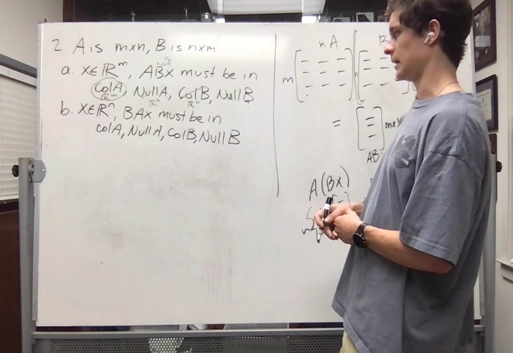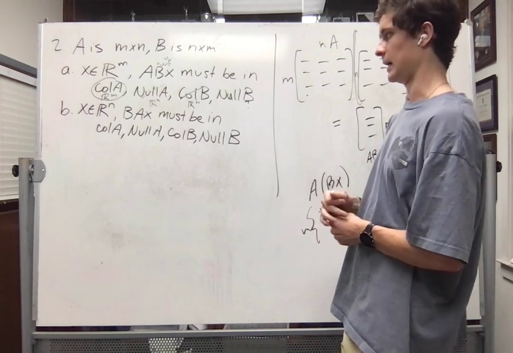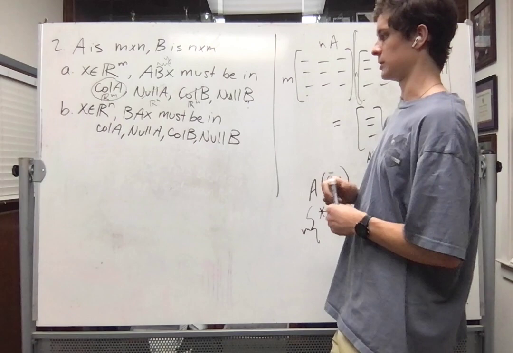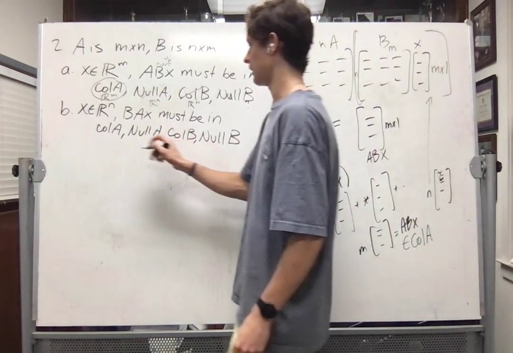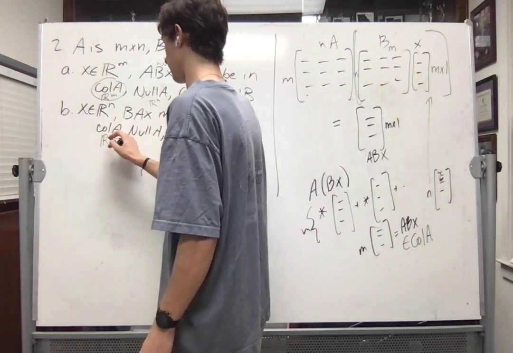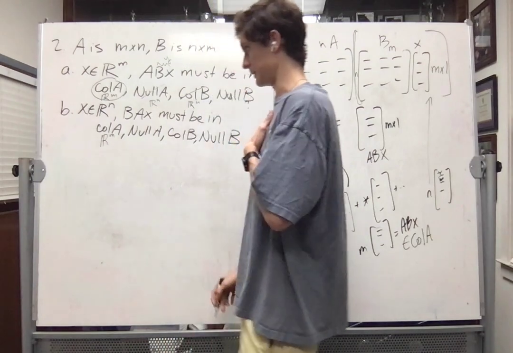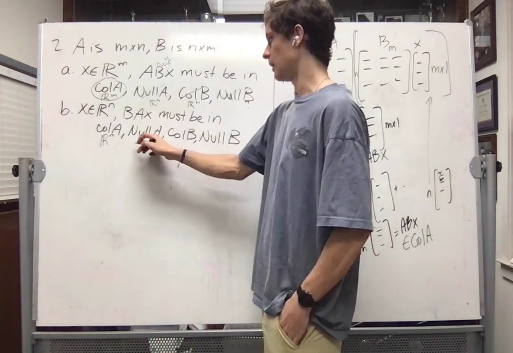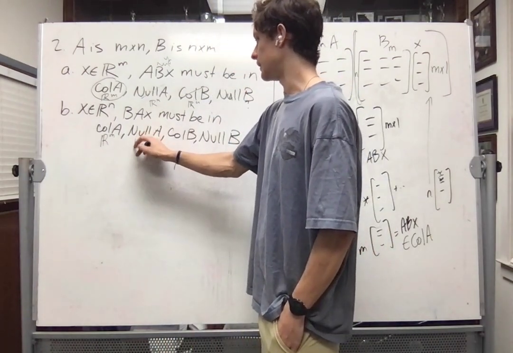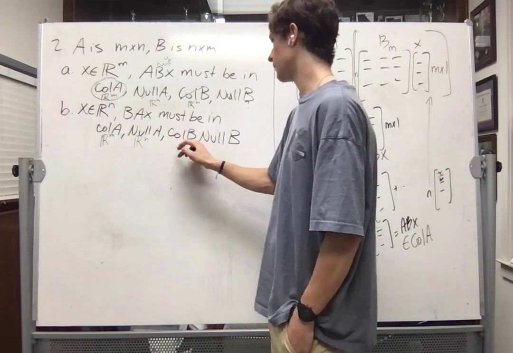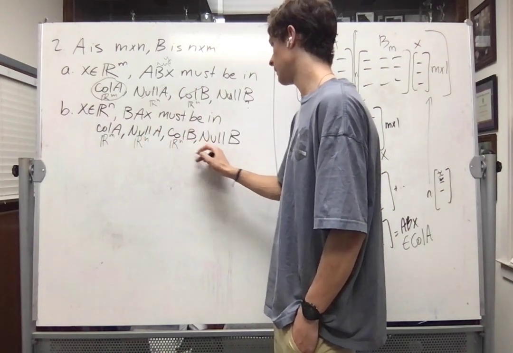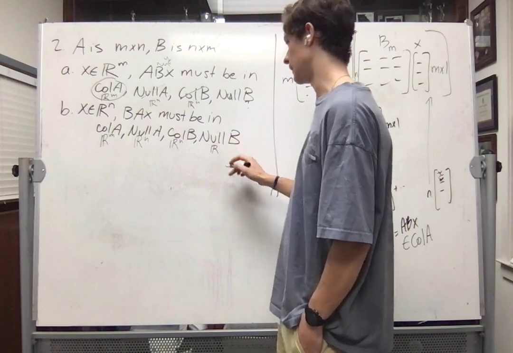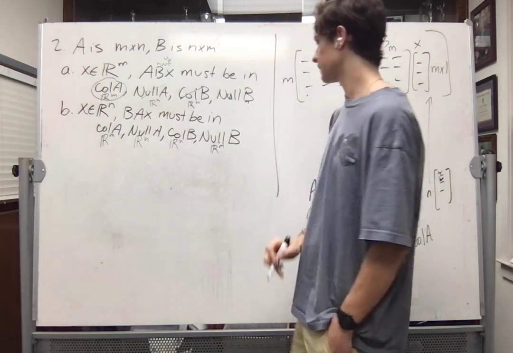Now we're going to do it again, but with BAx. So let's just think about, once again, the sizes of these things, or where these subspaces live. Col A is going to live in Rm, null A is going to live in Rn, col B is going to live in Rn, and null B is going to live in Rm.